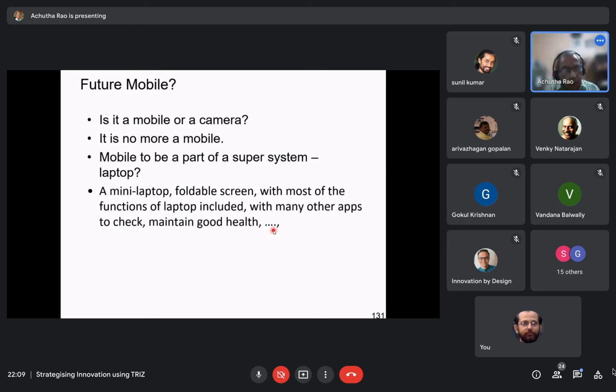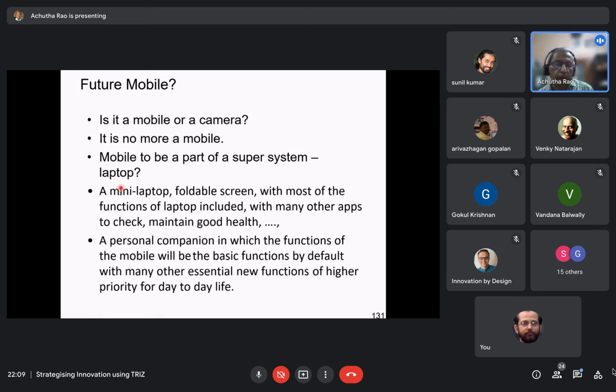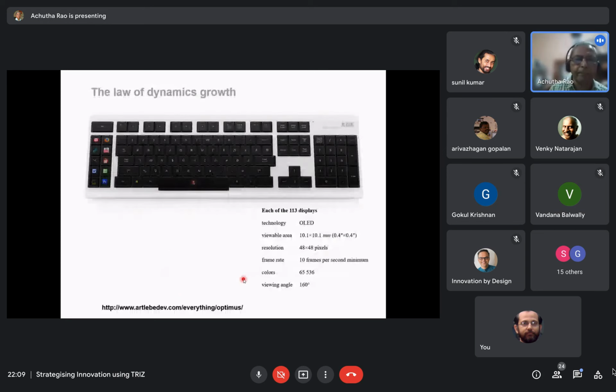So that is what, according to TRIZ, the prediction tells what will be the future mobile. A personal companion, I call it a personal companion, in which the functions of the mobile will be the basic function by default, with many other essential new functions of higher order priority for day-to-day life included. That's how we can design.